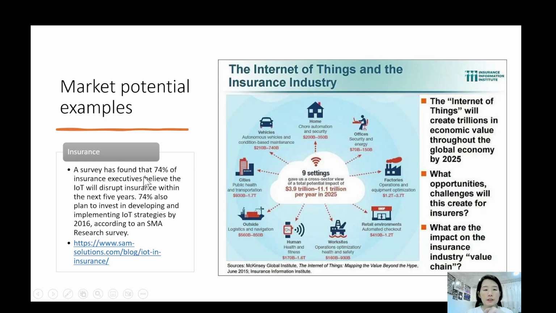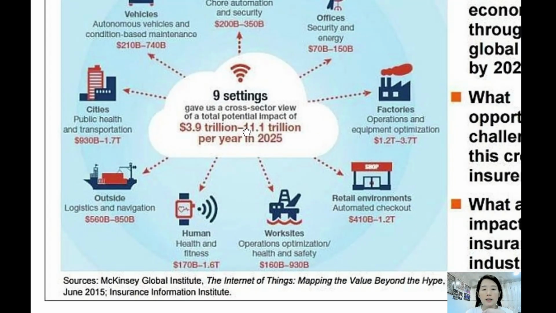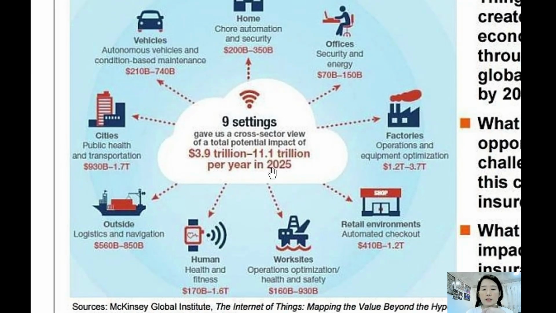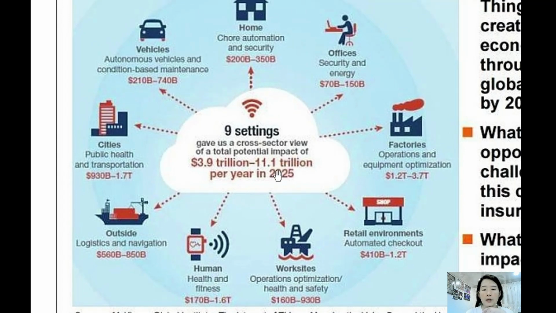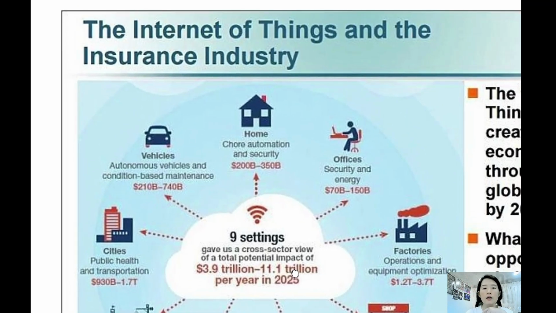In terms of the insurance industry, a survey has found that 74% of insurance executives believe that IoT will disrupt insurance within the next 5 years. 74% also plan to invest in developing and implementing IoT strategies by 2016. Let's take a look at 9 settings that give us a cross-section sector view of a total potential impact of 3.9 trillion to 11.1 trillion per year in 2025.